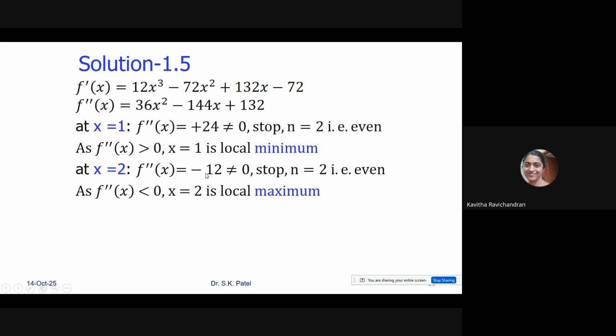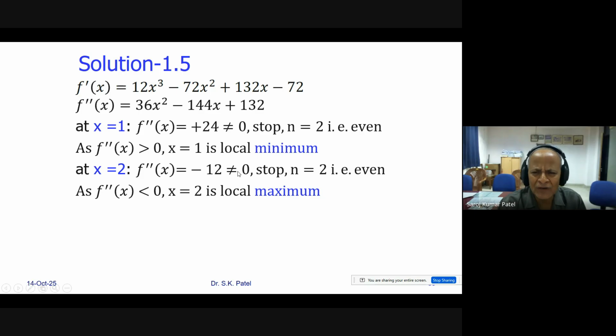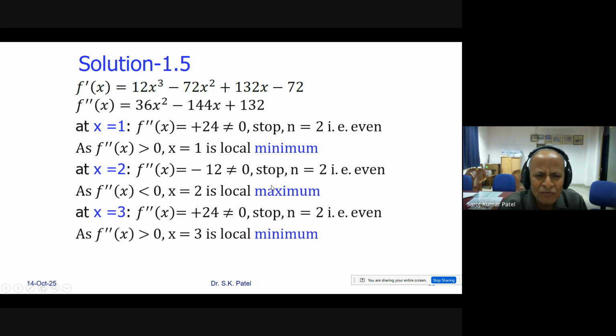Yes, sir. It's minus 12. Yeah. So this is non-zero, so we stop here. So n is equal to 2. Since it is even, it is either maximum or minimum. So minus 12 is a negative value, so f of x will be a local maximum. Very good. And at x equal to 3, the second order derivative will be plus 24.